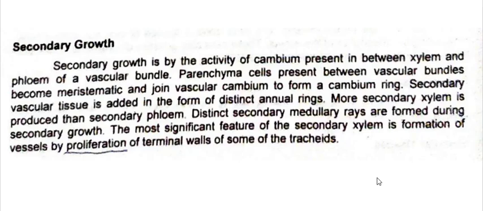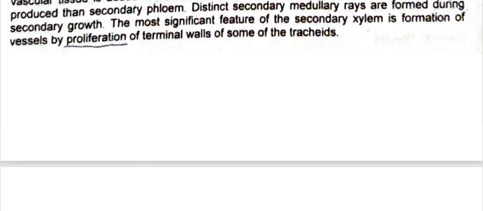The most important feature of the secondary xylem is the formation of the vessels by proliferation of terminal walls of some of the tracheids. It means the vessels which are present in the secondary xylem of Ephedra are formed by the expansion of the terminal walls of the tracheids. Some of the tracheids have their terminal walls expanded, and as a result of this the vessels are produced.